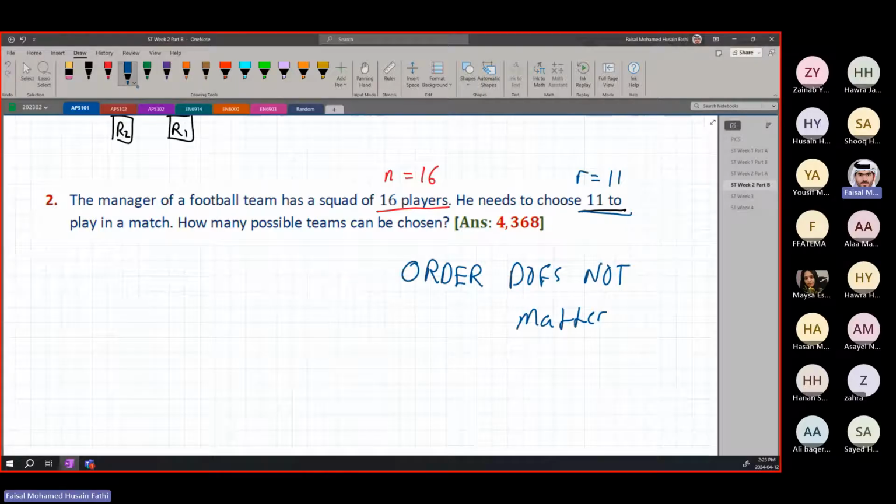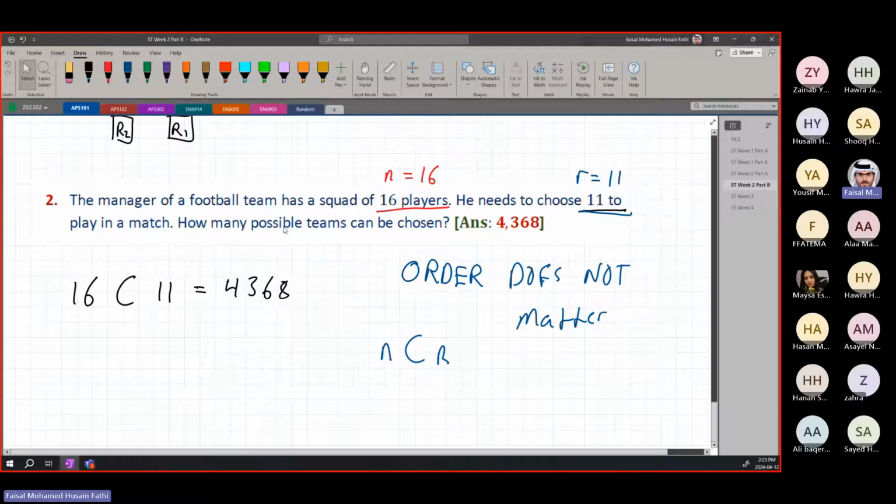So in this case, we will be using combination. So it is going to be nCr, where n is 16 and r is going to be 11. This is going to give you 4,368. Tamam? That's basically pretty much it.